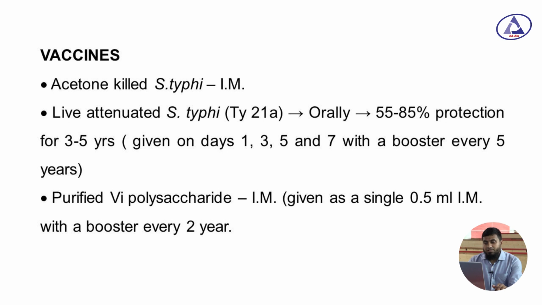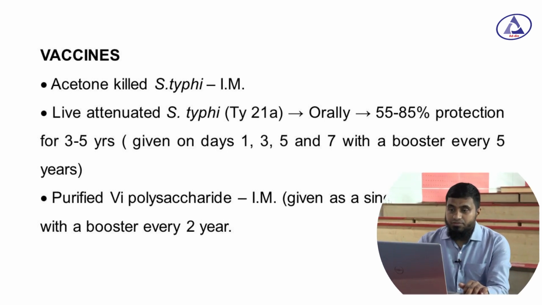And there is another type of vaccine, that is purified Vi polysaccharide, which is given IM as a single dose of 0.5 ml with a booster every 2 years. So, thank you all. It is in short about Salmonellosis.